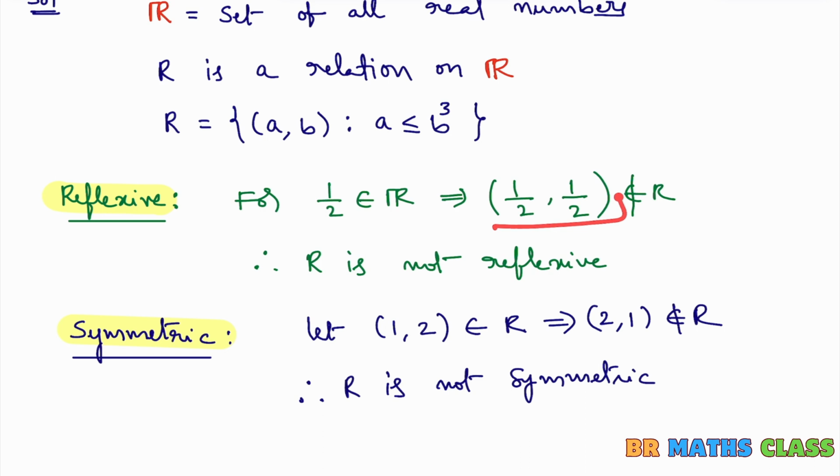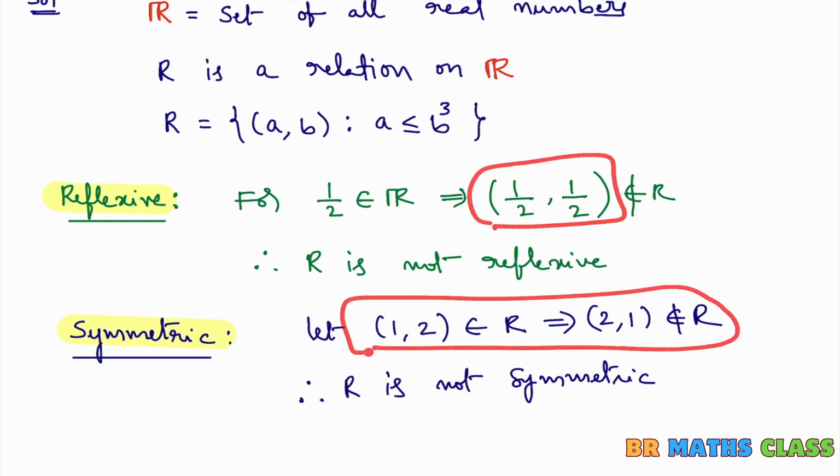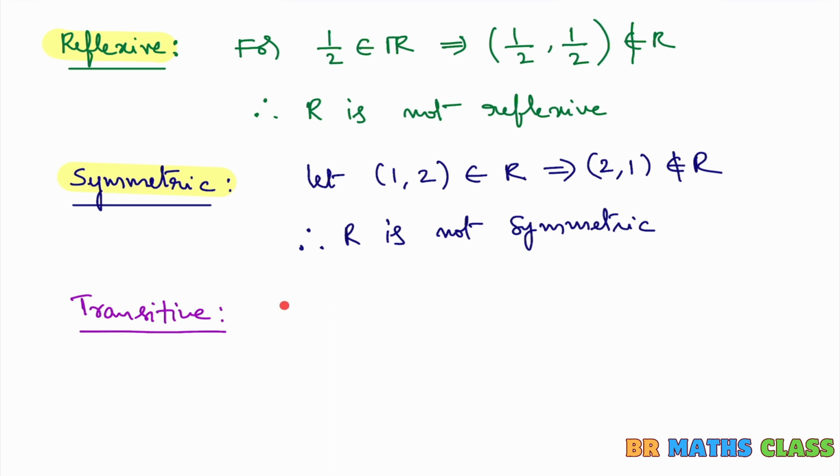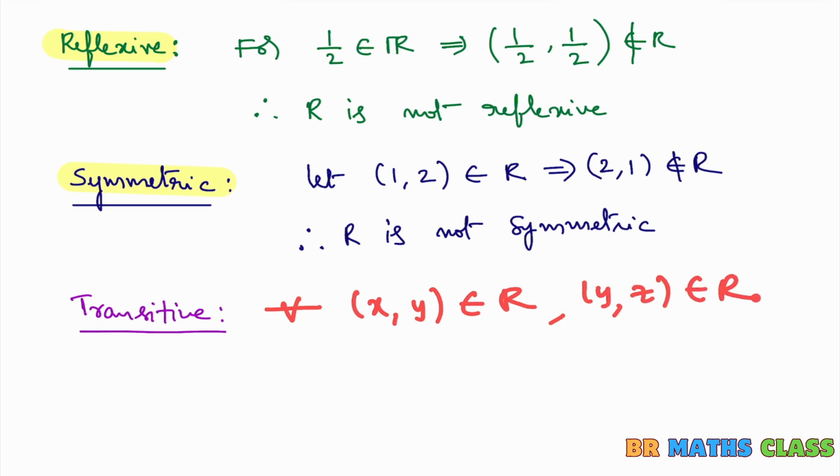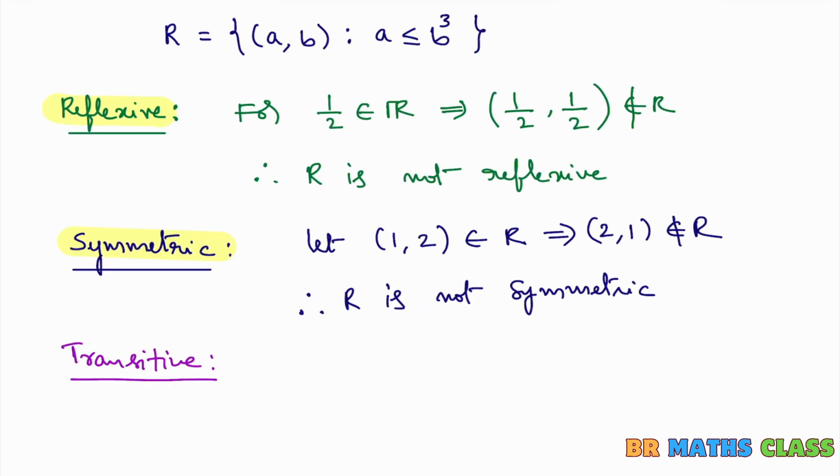Finding such examples is the task for you when you try the problems on your own. How to check the transitive condition? First, I'll take a pair of ordered pairs: (x, y) belongs to R and (y, z) belongs to R. Later, I'll check whether the ordered pair (x, z) belongs to the relation or not. If it does, then I say that the relation is transitive. I need to find a pair of ordered pairs.